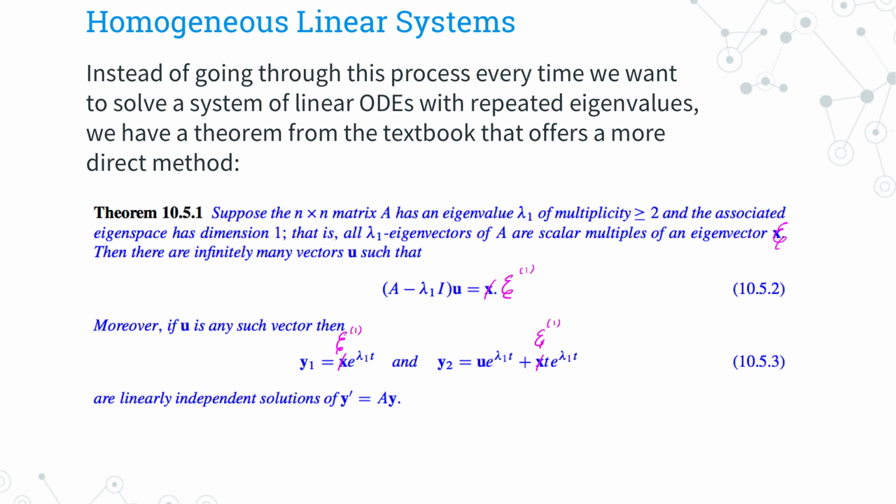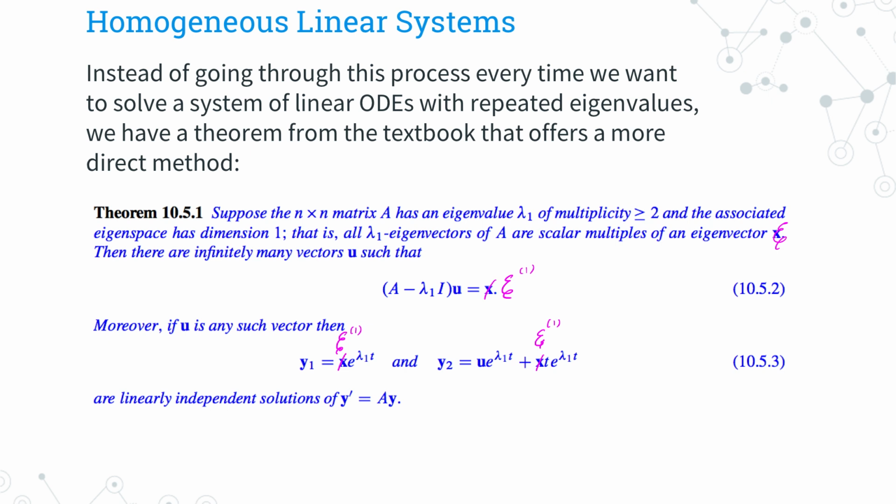It says, suppose the n by n matrix A has eigenvalue lambda 1 of multiplicity at least 2, and the associated eigenspace has dimension 1. That means that all lambda 1 eigenvectors of A are scalar multiples of an eigenvector. And I put it in the same notation we've been using.